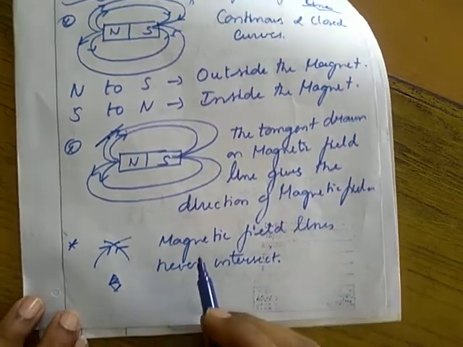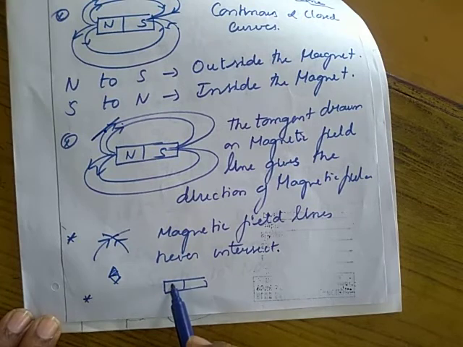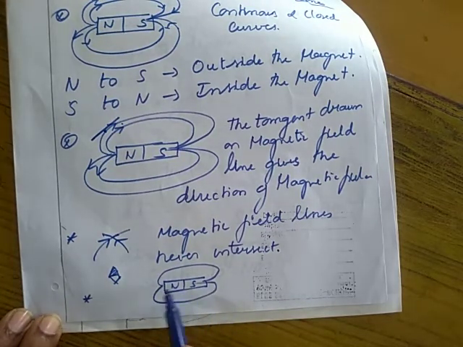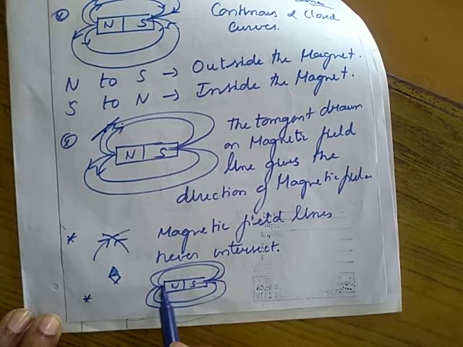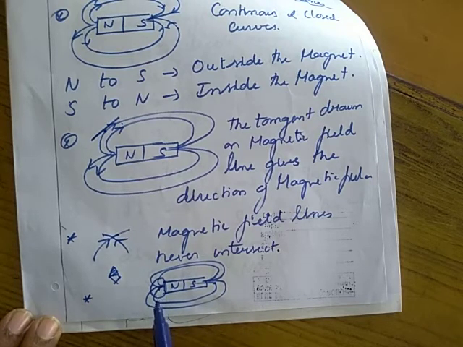Then the last point: if I consider this as a bar magnet, then around it some magnetic field lines are there. The magnetic field is strong where the magnetic field lines are closer. Here the field lines are closer, so at this point the magnetic field is strong. If they are not closer, then here the magnetic field is not so strong.